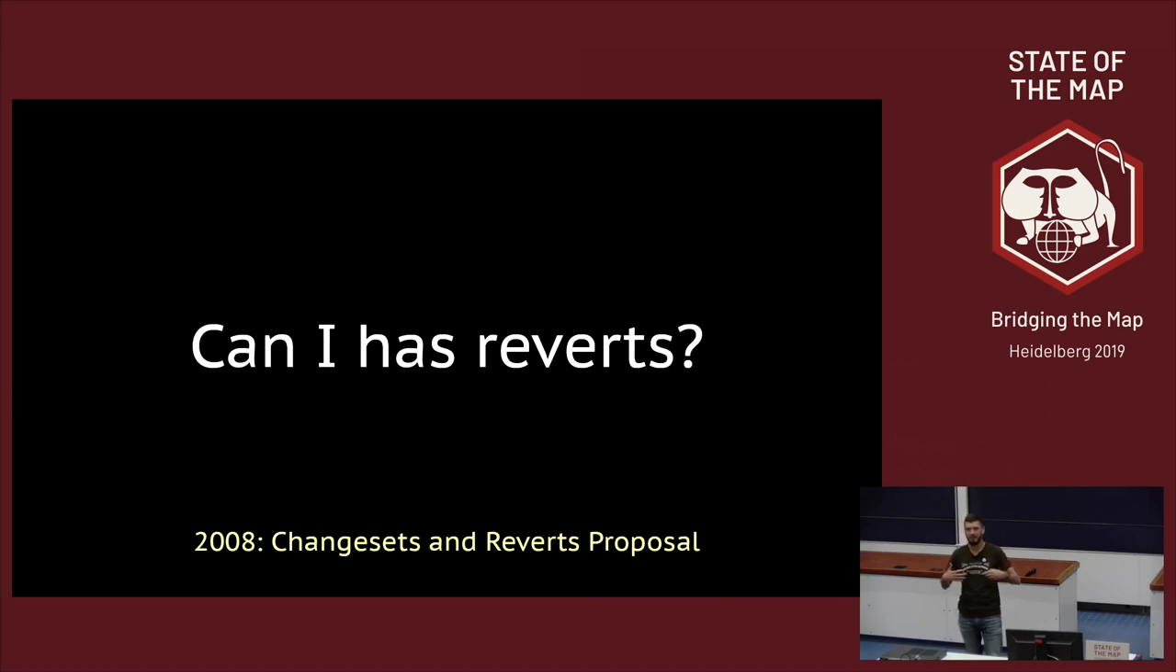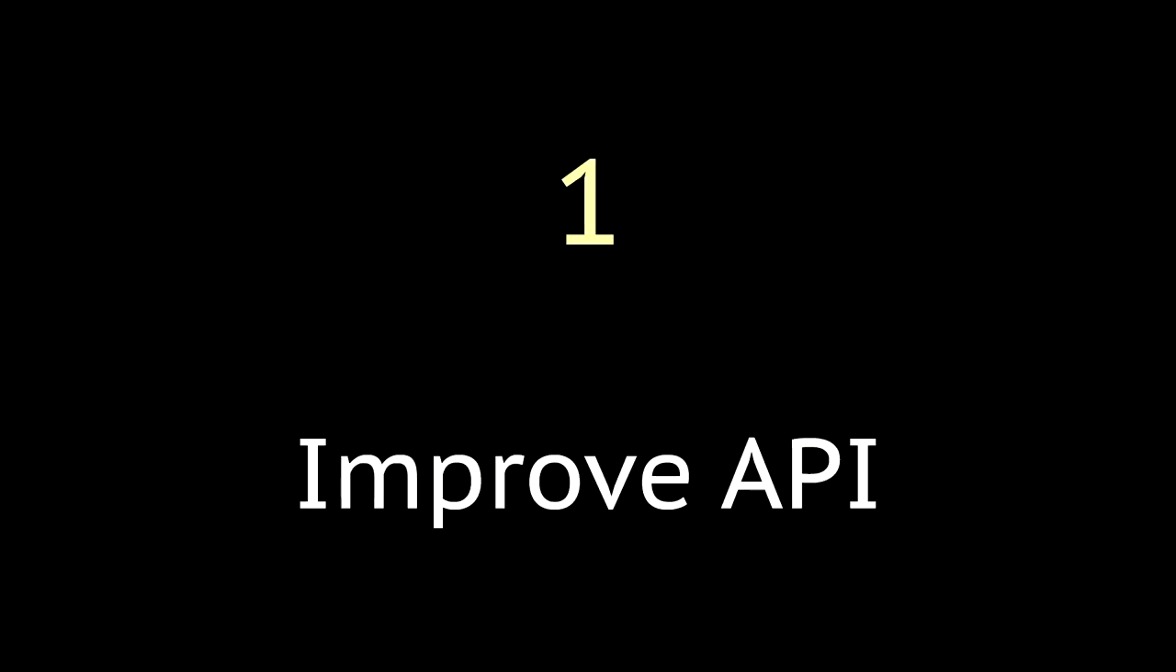Not by just individual mappers, but by companies, because OpenStreetMap is used by so many companies and people around the world. And we need to follow the map more closely. So how do we do that? How do we make reverts and monitoring changes easier? The first thing that comes to mind is changing our API.